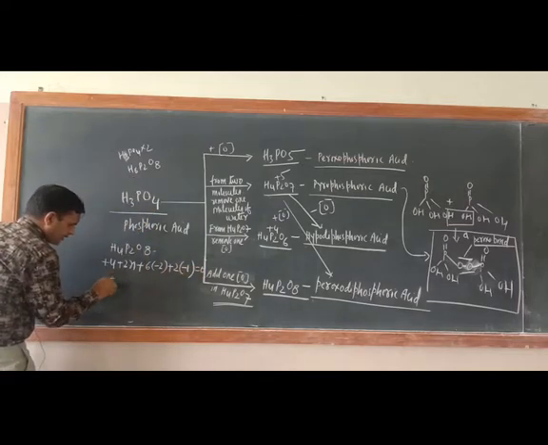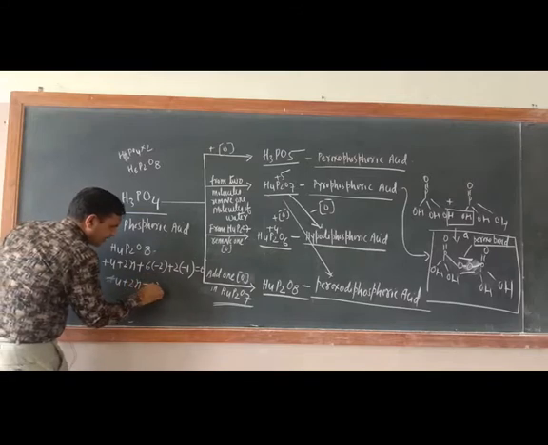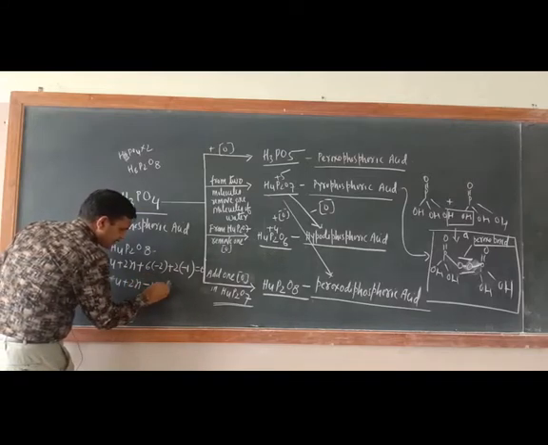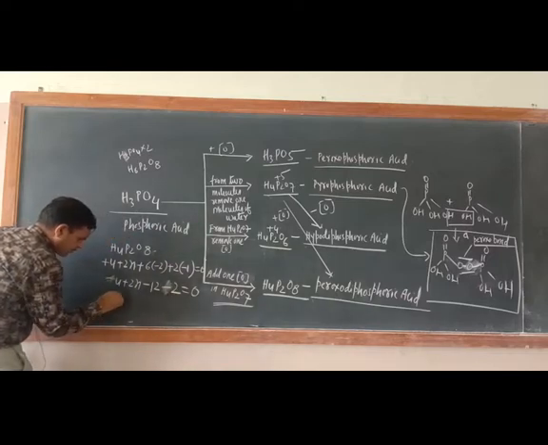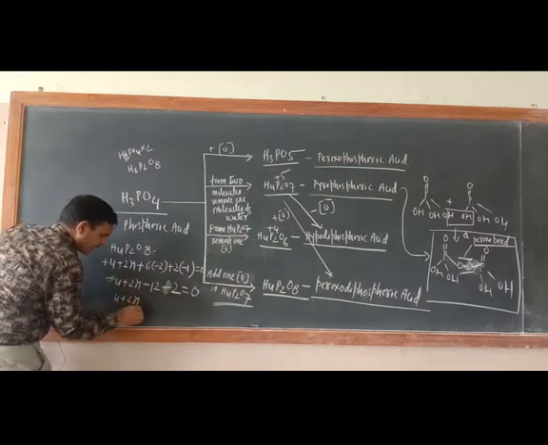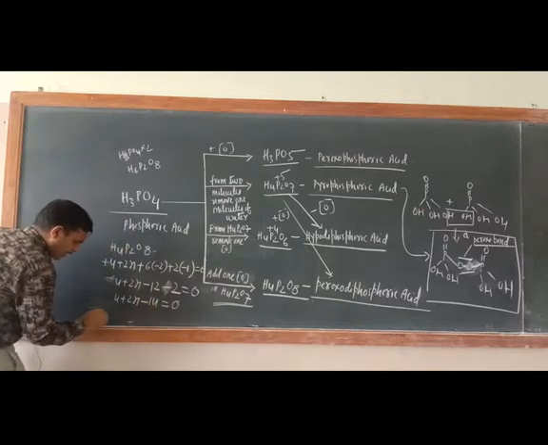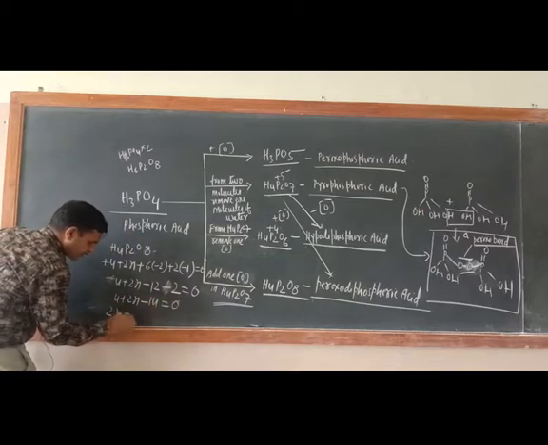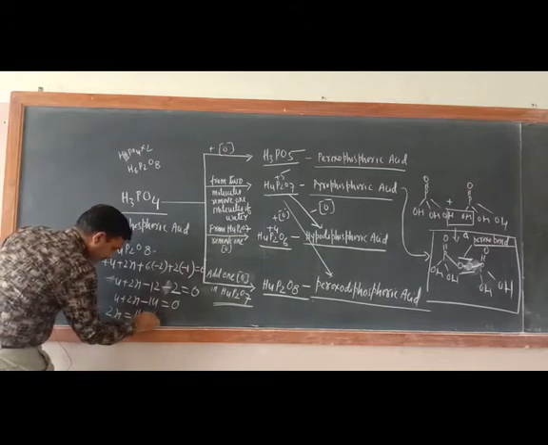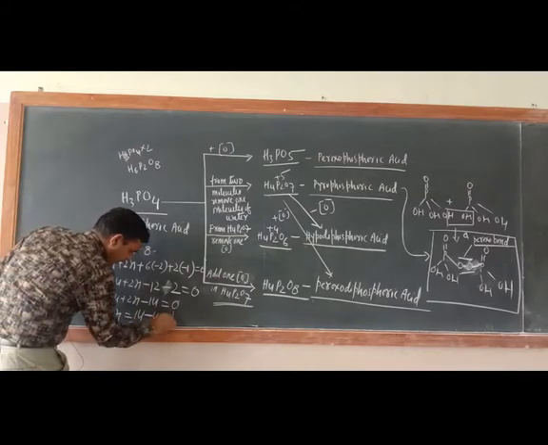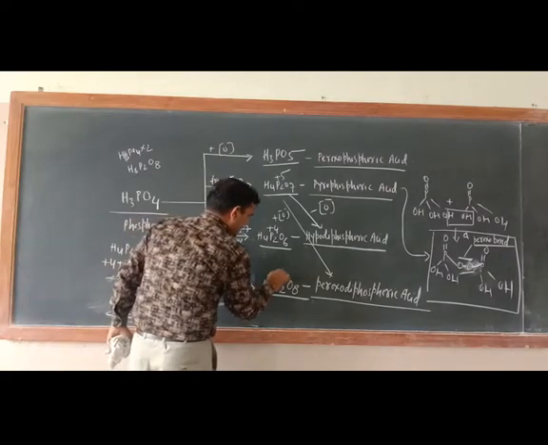So here we have 4 plus 2x minus 12 minus 2 equal to 0. So 4 plus 2x minus 14 equal to 0. Now 2x equal to 14 minus 4. So as you know, x equal to what will come? 5. So here also the oxidation state is plus 5.